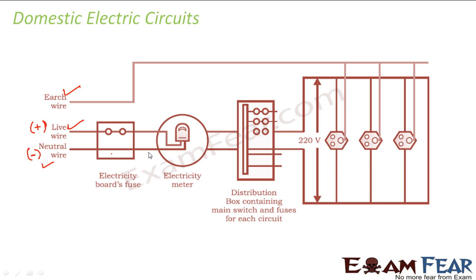So this is your electricity board's fuse. From the electricity board's fuse, which can be either your electric poles or the underground cables, it comes to the electricity meter, that is the meter board in your houses. Now from the meter board, it goes to the distribution box containing the main switch and fuses for each circuit. That means after that it goes to a main switch.